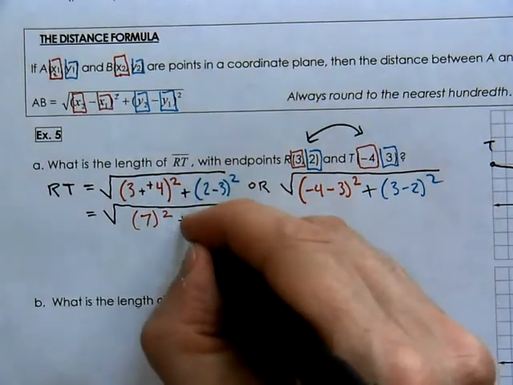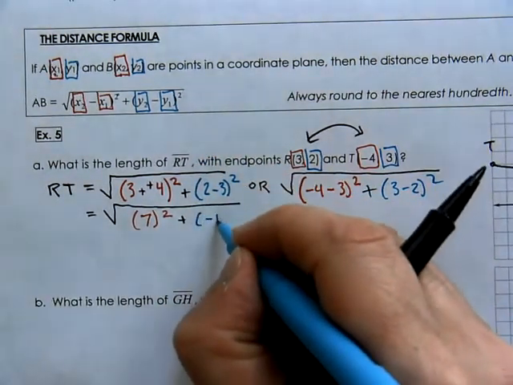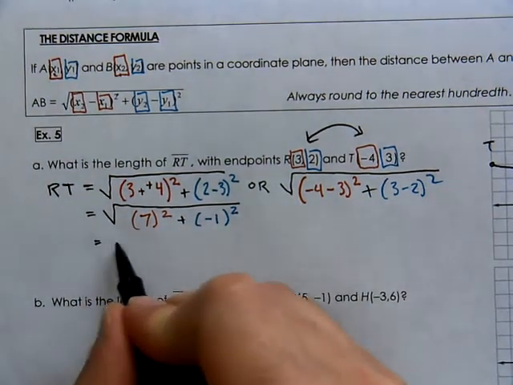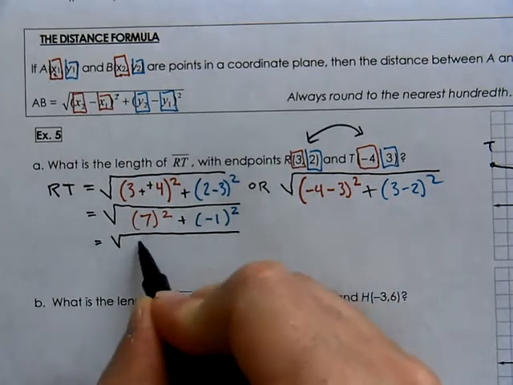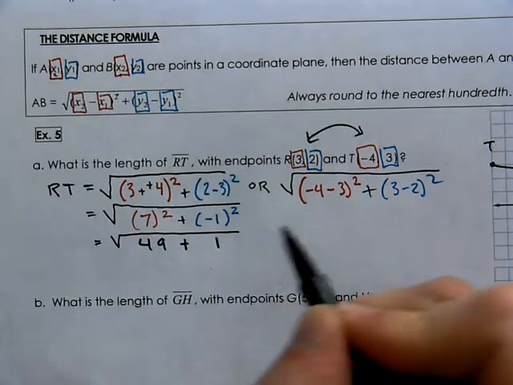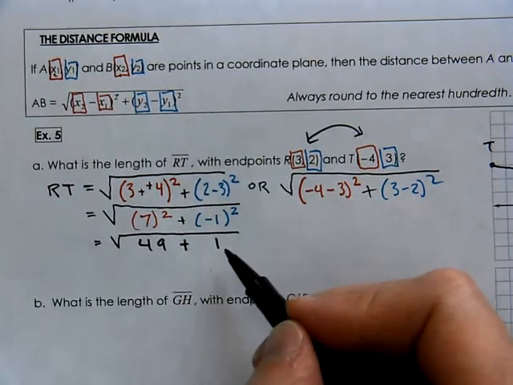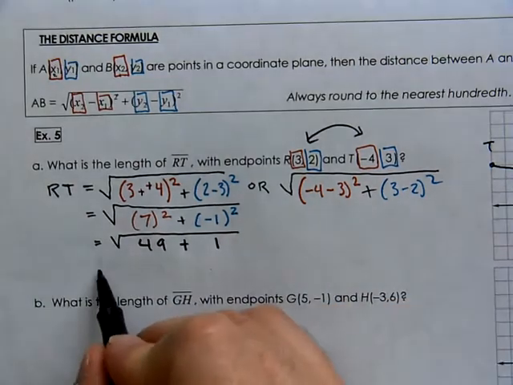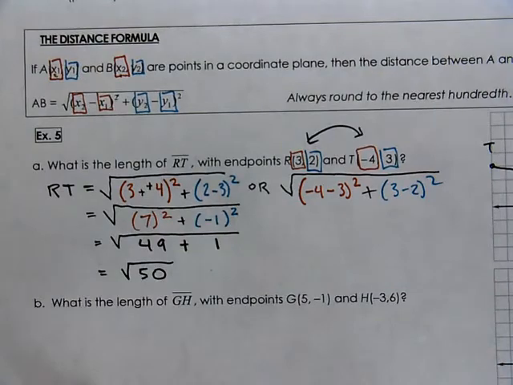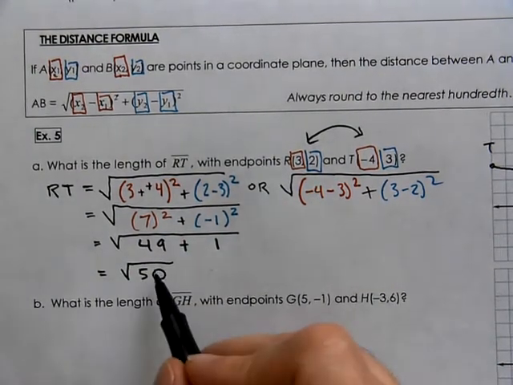The y coordinates are 2 minus 3. That gives us a -1 that we have to square. And so when we do that, we end up with 49 plus 1. So be very careful here when you square a value. It always becomes positive. And so we end up with square root of 50. So we could reduce the radical, but that will be for a future topic.